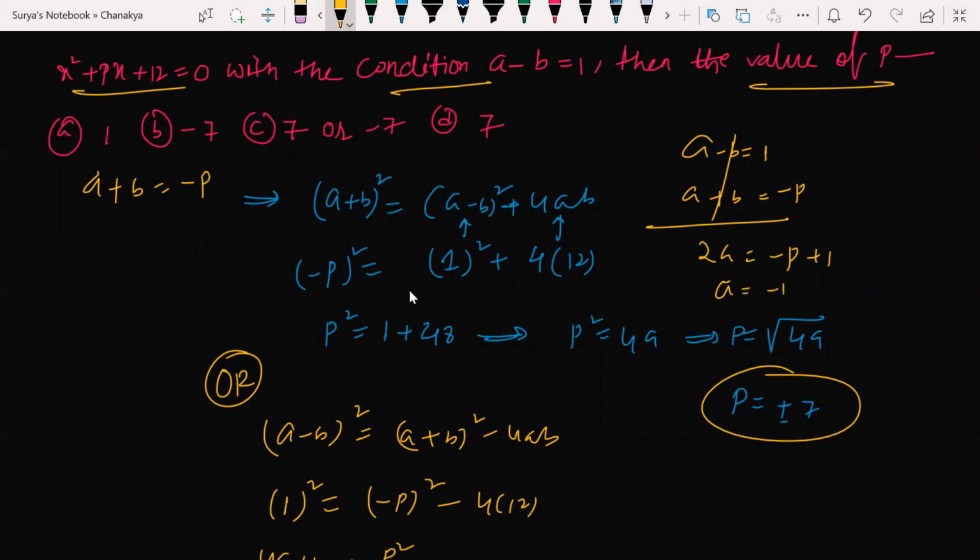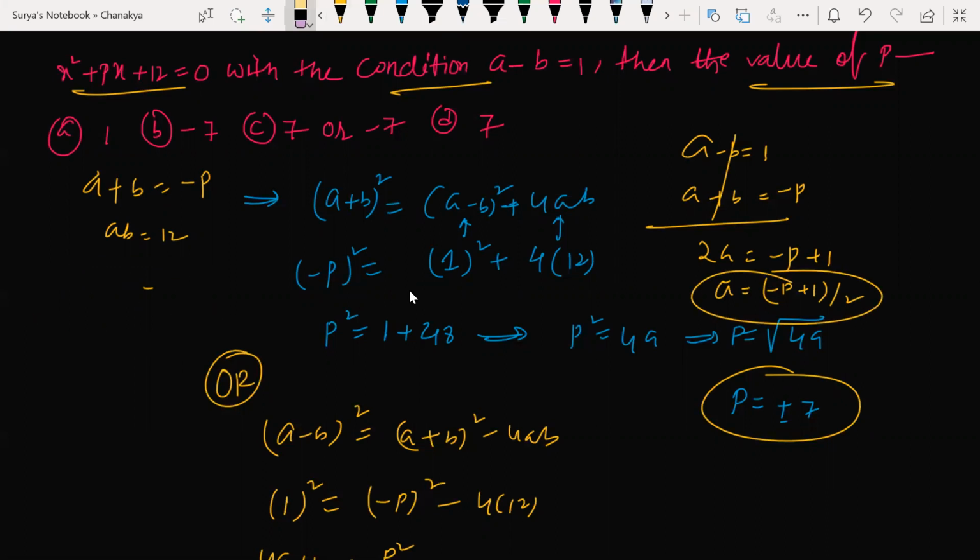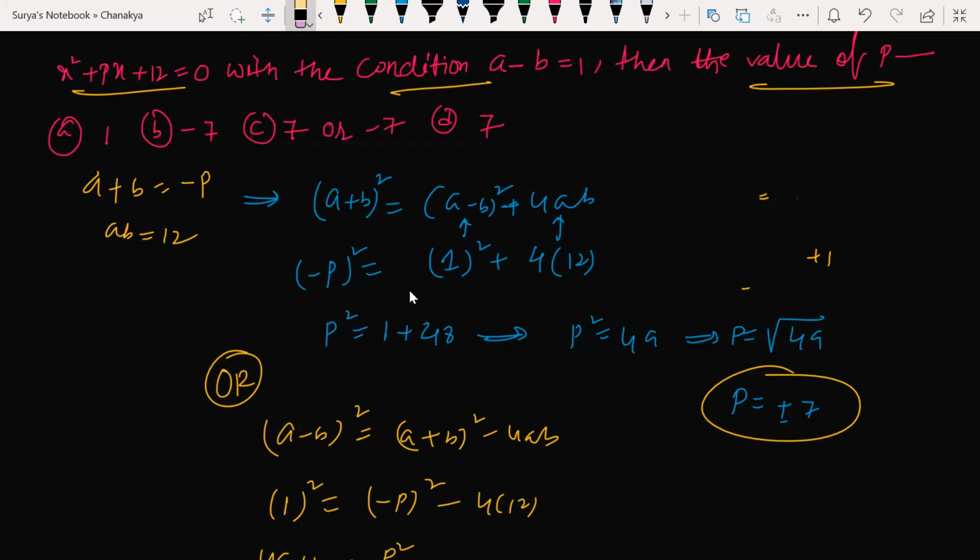A value is equal to minus p plus 1 by 2. Substitute here. So AB was 12, right? So a value is minus p plus 1 by 2 into b, which is minus p minus a. Again it becomes a very lengthy problem, because if you have to write a value here again, it becomes very big. It goes for many steps. I would recommend you to stick to this method only.